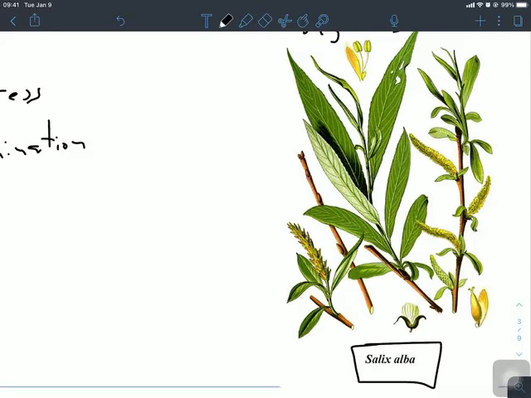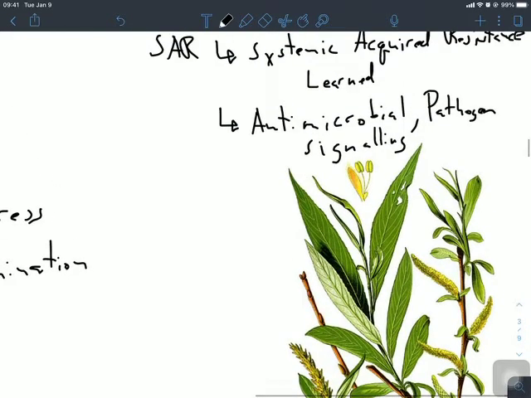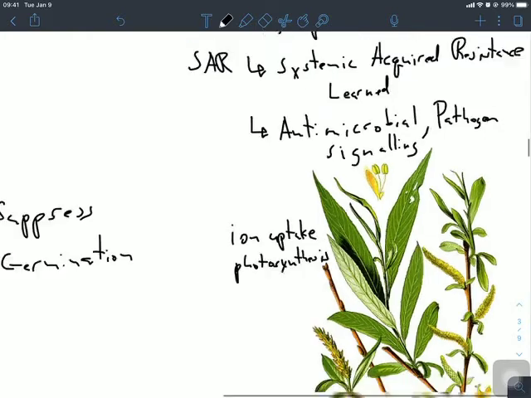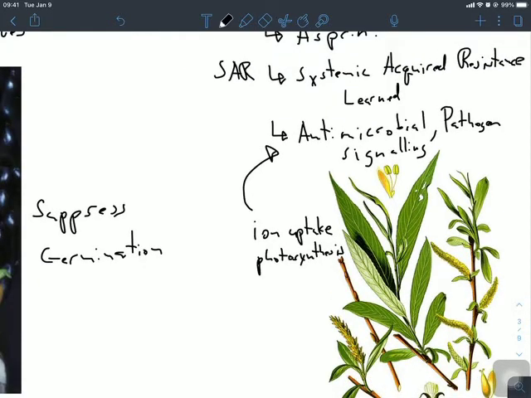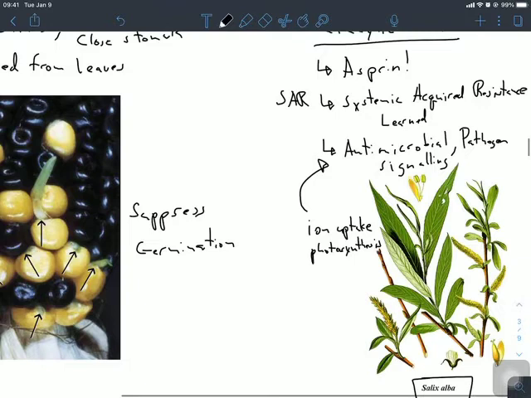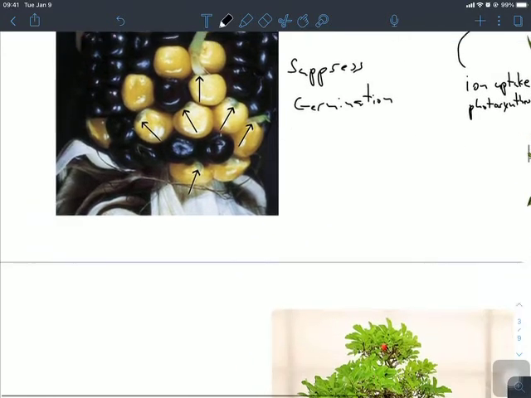It's also important as part of its antimicrobial and pathogen signaling function. It is important for ion uptake, so helping plants get the minerals that they need, and in photosynthesis. But those are both secondary roles to its role in systemic acquired resistance, the plant defense mechanism, the plant immune system, comparable to our learned immunity. That's all we'll ask y'all to know about that. If they mean something to you, cool. If not, that's fine as well.